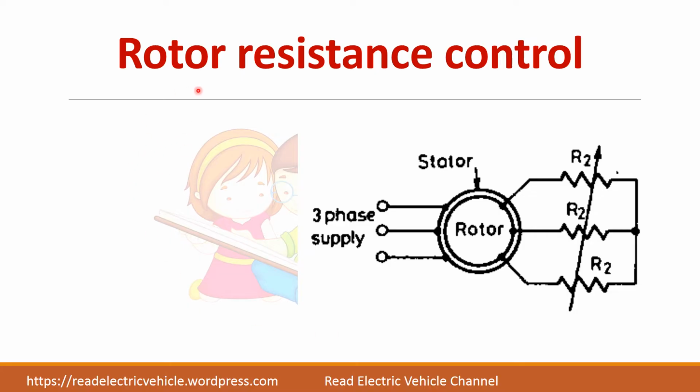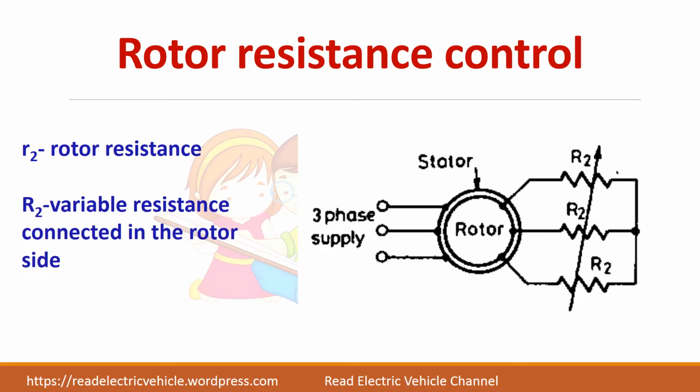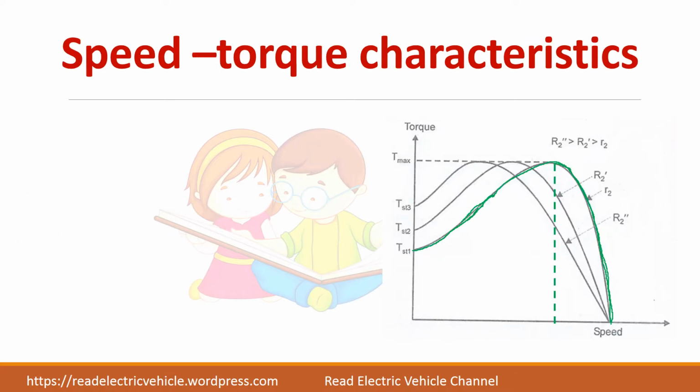Now we will go to the first technique, rotor resistance control. So first we should know what is resistance of rotor. Small r2 represents the rotor resistance, and capital R2 represents the resistance connected externally to the rotor circuit. Now we will see the speed torque characteristics. This characteristics is drawn for different values of rotor resistance.